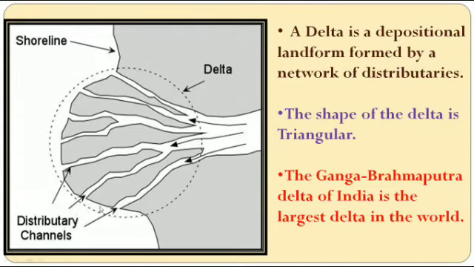The Ganga Brahmaputra Delta of India is the largest delta in the world. One of the important features of this river is that we are having a world famous deltaic area, the largest delta in the world, the Ganga Brahmaputra area, which is towards the Bay of Bengal side area. Here we are having the Ganga Brahmaputra Delta.